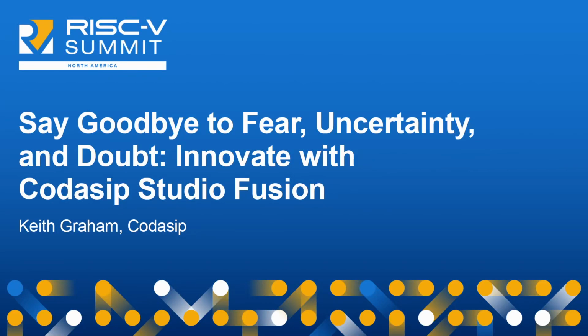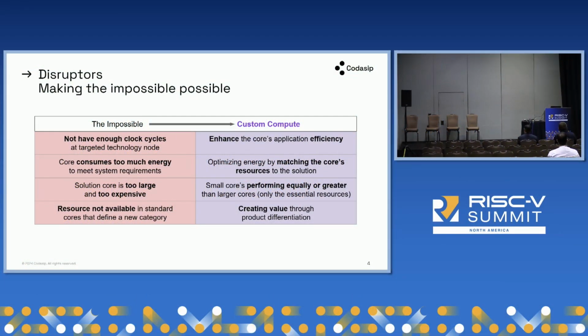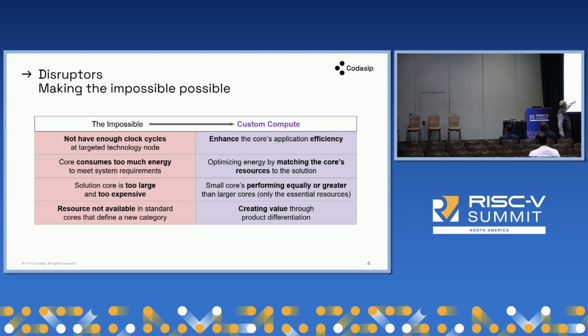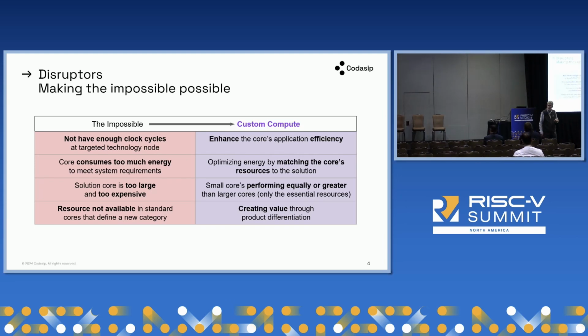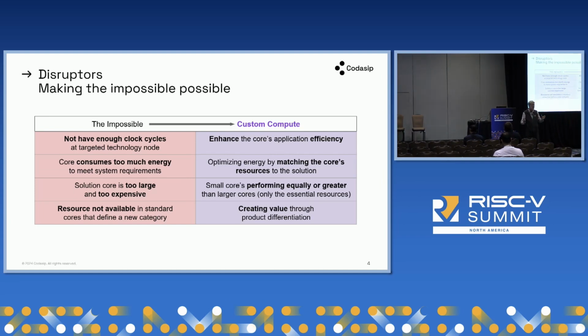So I want to talk about disruptors. Now, if I want to disrupt the market, I got to look at some technical challenges that I might have. One technical challenge is for a given set of resources, your processor, I might not have enough clock cycles to achieve it. So what does a disruptor do? They improve the efficiency of the customization of the core so that I can do my activity in the desired amount of time.